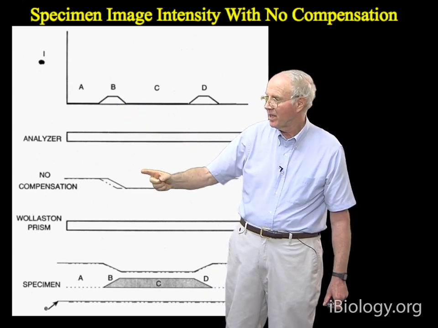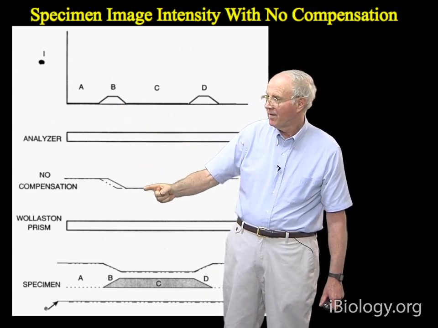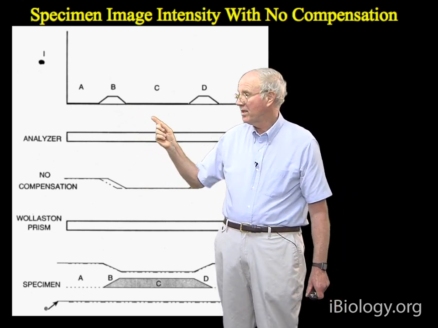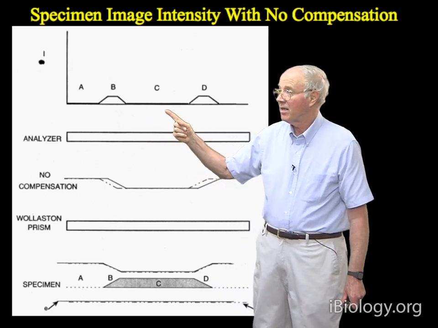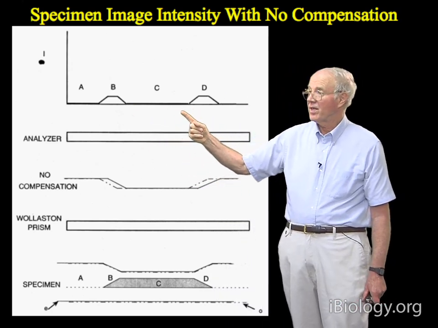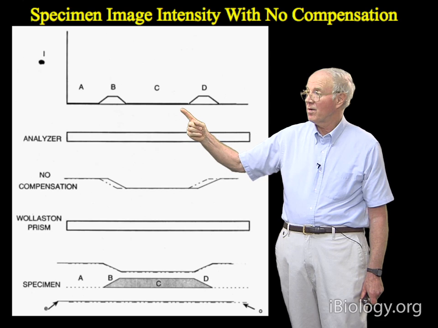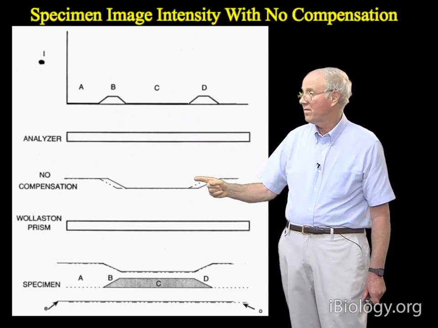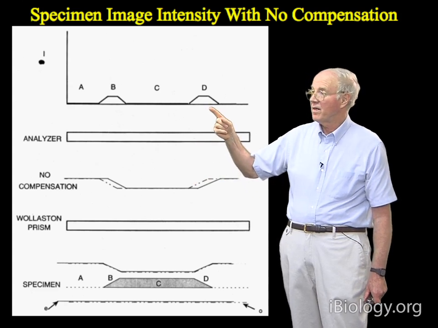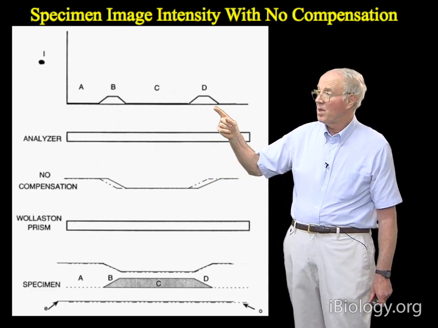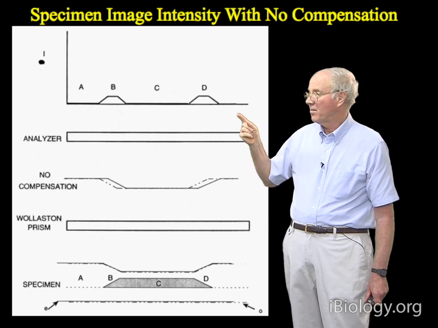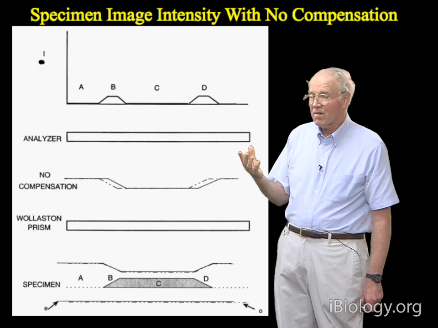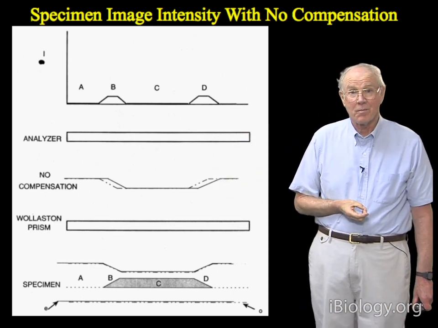At C, where we had a constant thickness of the specimen, there's no retardation difference between the two wavefronts, and so for C here, you can see that we go back to having the same intensity as the background at A. And at D again, we now have a retardation difference, and so at D we have a bump again. And then we get back to the background over here, and we go back to being black again. So this is a dark field microscopy made in DIC.